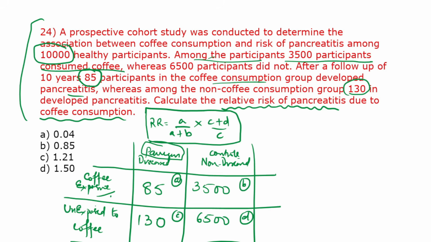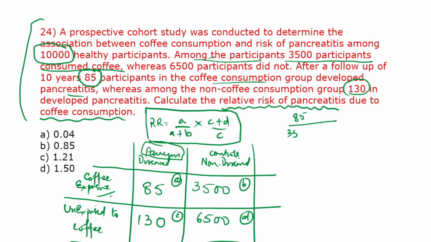So this is how you have to derive all the numbers. What is A, what is B, what is C, and what is D. Please read the question carefully again and again, and then you substitute all the numbers. What is A? A is 85. 85 by 85 plus 3,500.